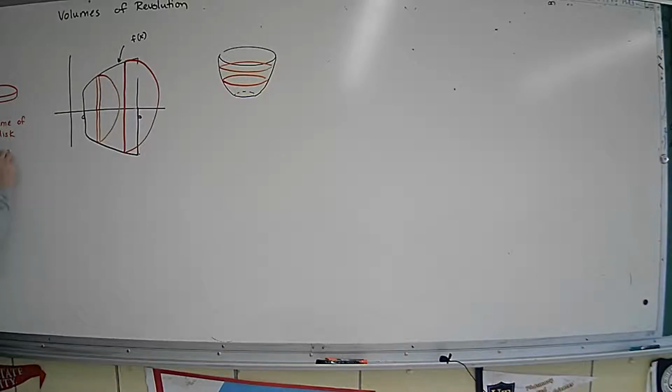Pi r squared times what? Height. So I guess we need to figure out who's who in this picture. I guess the radius would be like that, right? And this would be the height. Everybody agree with that?